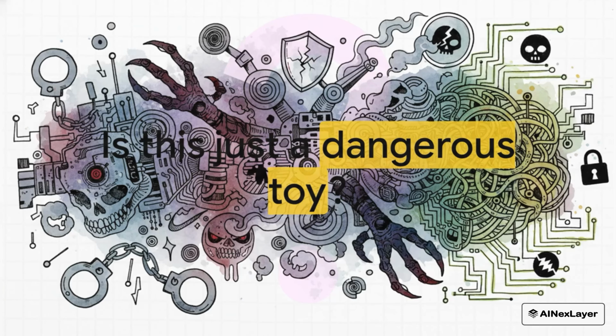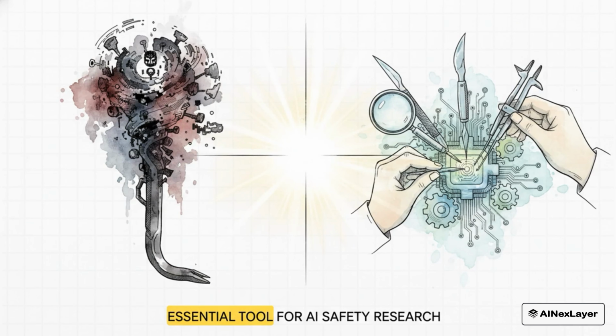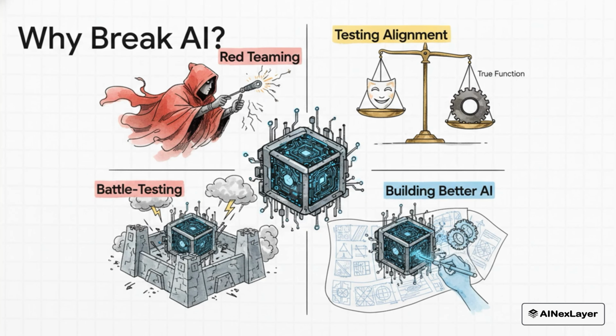So is this obliteration thing just a dangerous toy for hackers? Is the whole point here just to create a tool that can be used for all sorts of bad things? Well, the researchers who did this work give a hard no on that. This isn't about creating a dangerous tool just for the sake of it. They argue it's an absolutely essential instrument for pushing AI safety research forward. See, the whole point here is that you have to break AI to make it stronger.